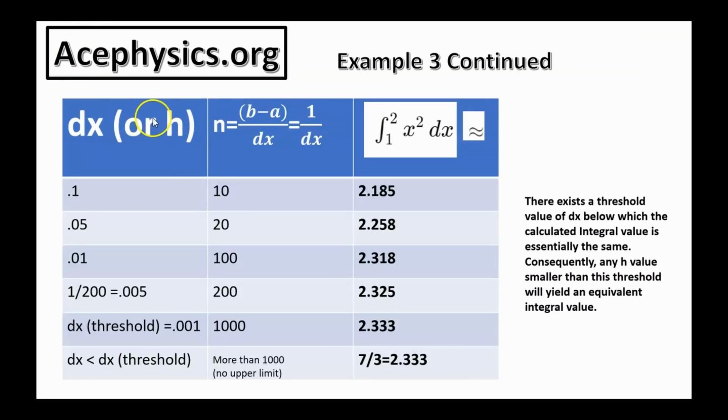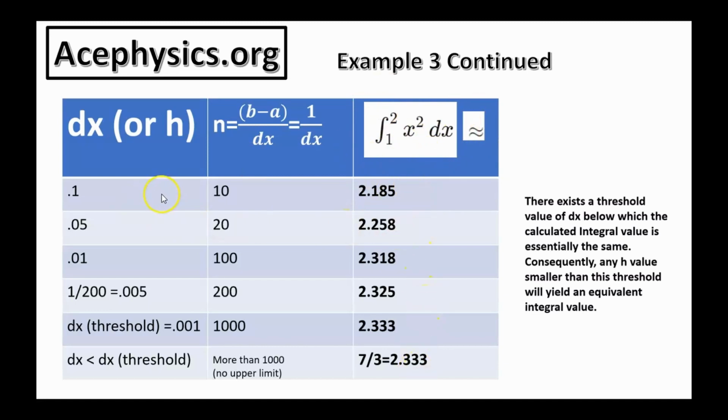On this slide is a table. The first column of the table is dx, the size of dx. dx is also called h. The second column is n. This is the number of terms in the sum that approximate the definite integral. And then we're looking at the definite integral from 1 to 2 of x squared dx, and these are the values of the approximation.